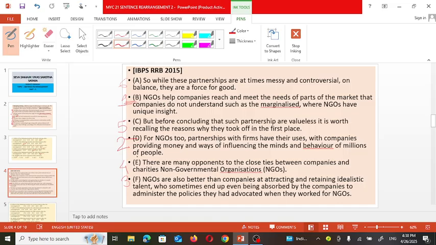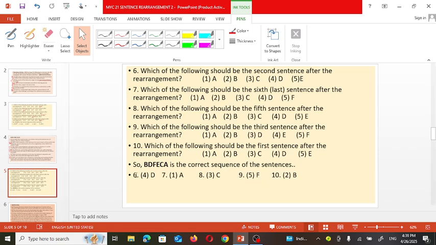So the arrangement will be like this: B, then D, F, E, and then C, A. So like that will be the correct sequence of these given sentences to make a meaningful paragraph. So here B, D, F, E, C, A.